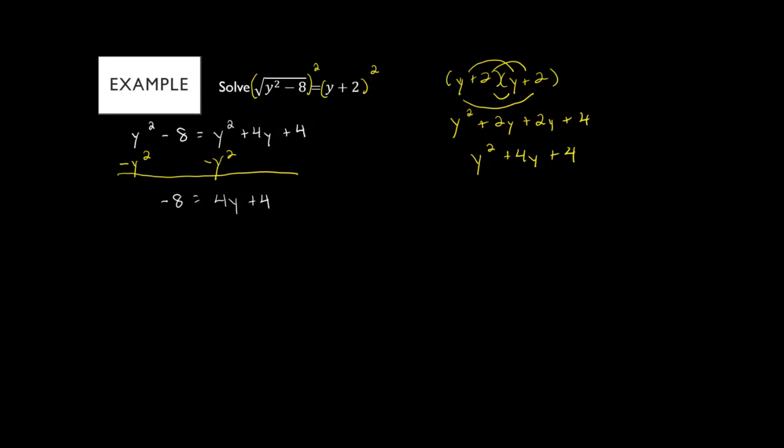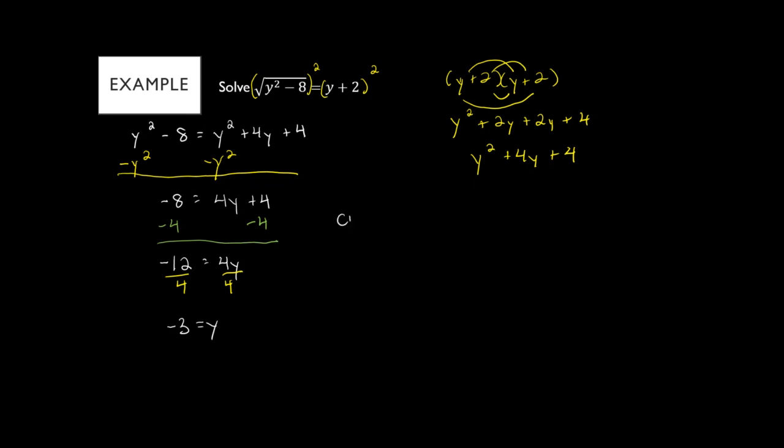So you can have your initial thoughts about a problem and look at it and say, okay, this is what I think is going to happen. But you never know as you start the solving process. So now we're solving for y, so I need to subtract 4 from both sides. And so negative 8 minus 4 is negative 12 equals 4y. And then divide both sides by 4, and we get a single answer here of negative 3.